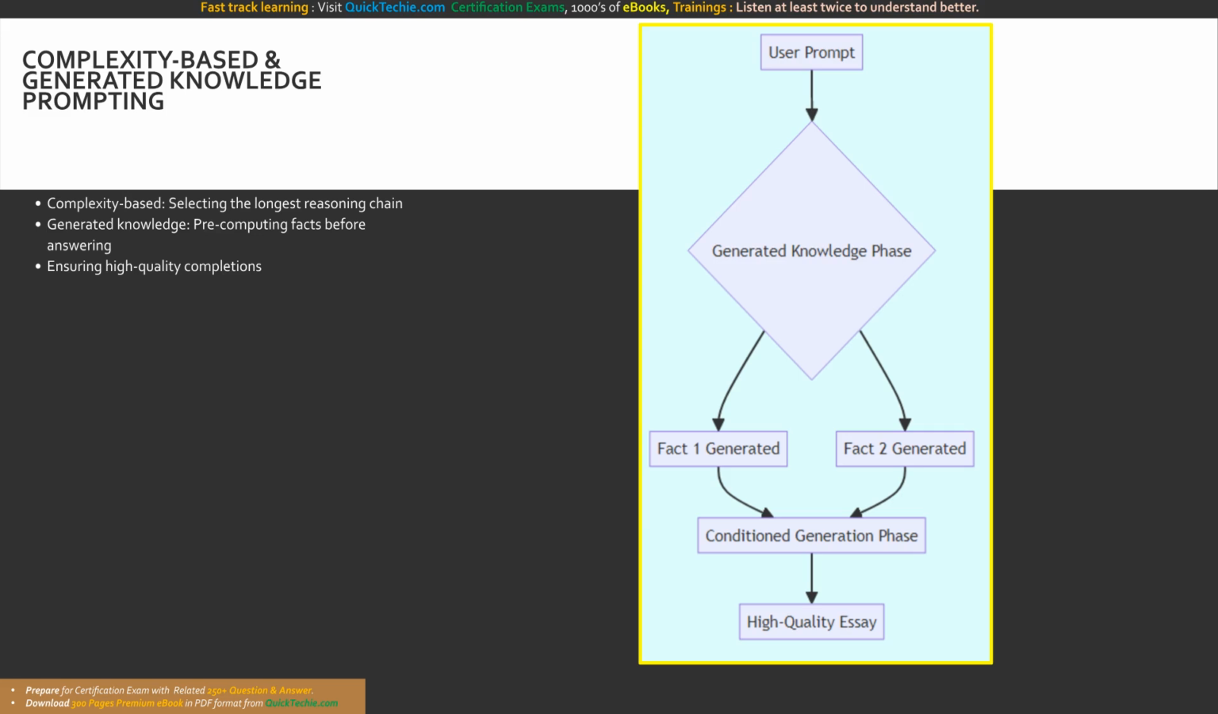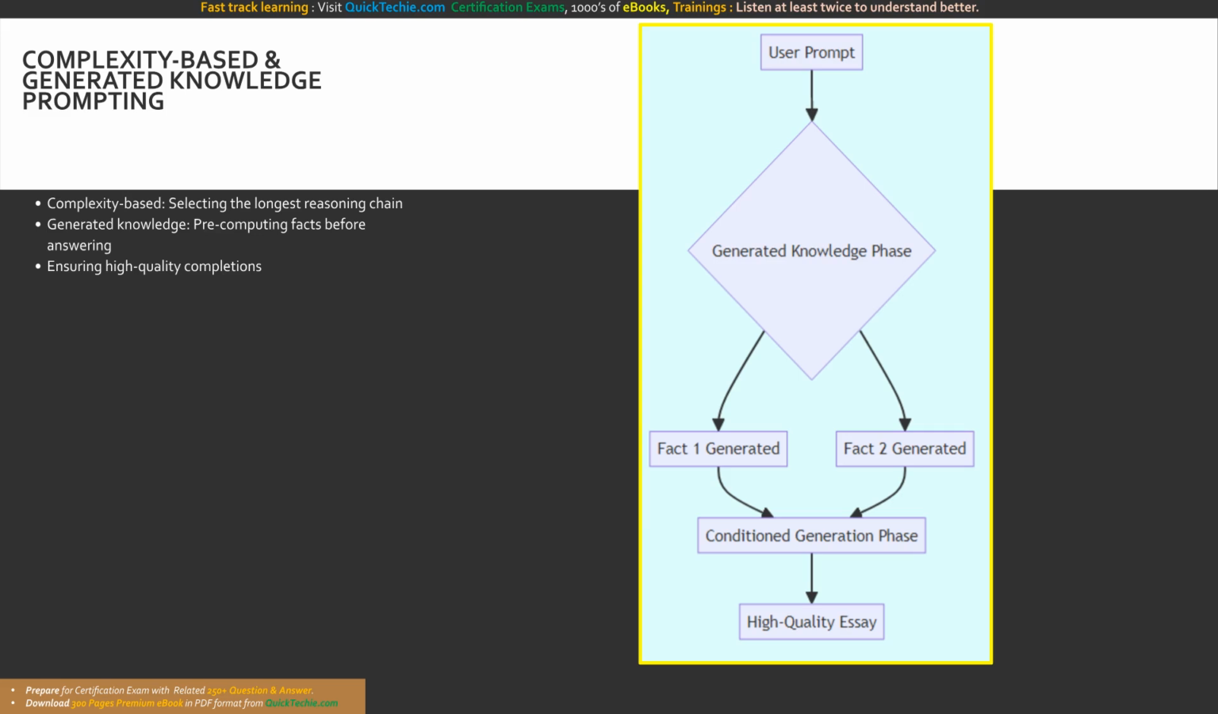Then we have generated knowledge prompting. This method forces the model to generate the appropriate foundational facts before continuing with the actual request. For instance, if a user requests an essay on the impacts of releasing carbon dioxide, the model must first generate statements like, releasing carbon dioxide causes climate change, and it results in loss of biodiversity. Only after establishing these key facts does it proceed to compose the essay.